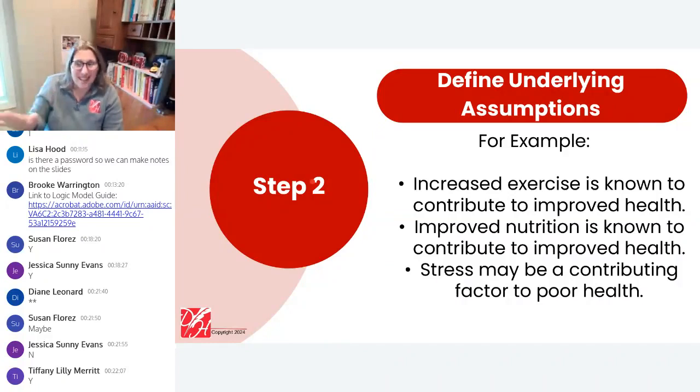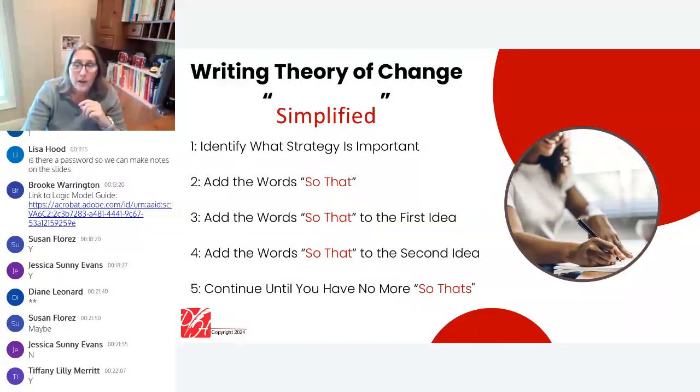So that last step, as I mentioned, probably some optional homework. But if you have step 1, your result or results, and step 2, your strategy or strategies, we could start to write our theory of change. So we would first identify what the strategy is that's important. And then we could add the phrase, so that, and we could carry on. We might have many so that's.